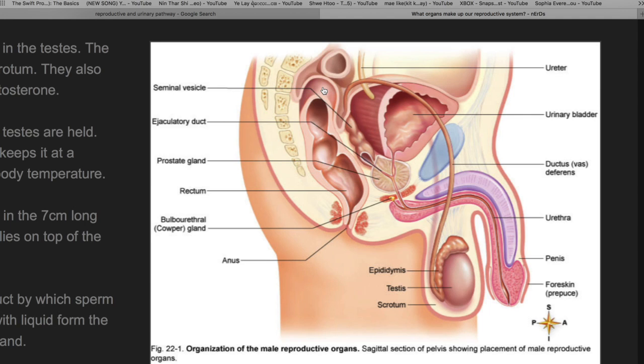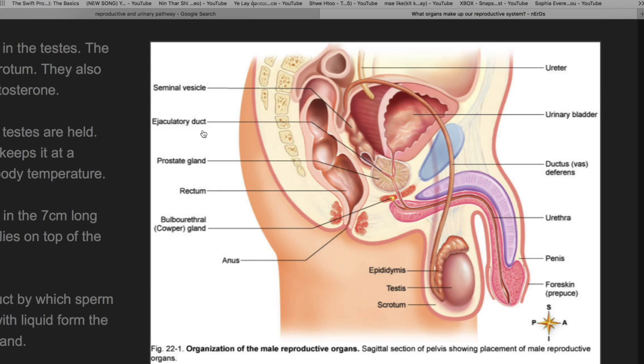Seminal vesicle is where fructose is produced. Fructose is produced for sperm to survive in woman's acidic environment. And then it goes through prostate gland. Also necessary, producing alkaline material, alkaline liquid, that's what they call it, so the sperm could survive in the woman's environment, right? So seminal vesicle and prostate gland, very important.